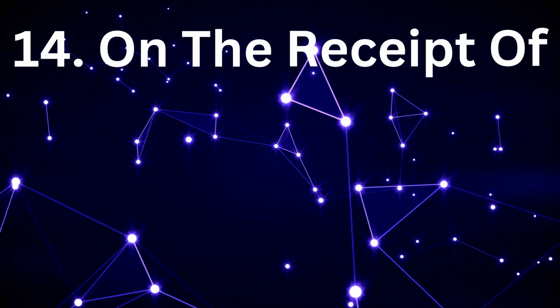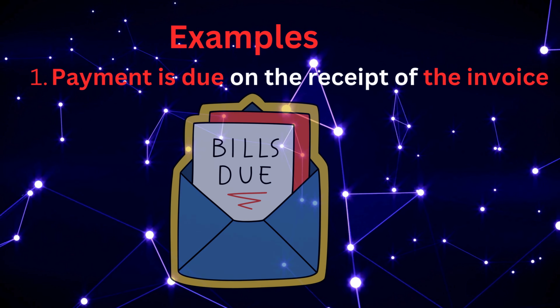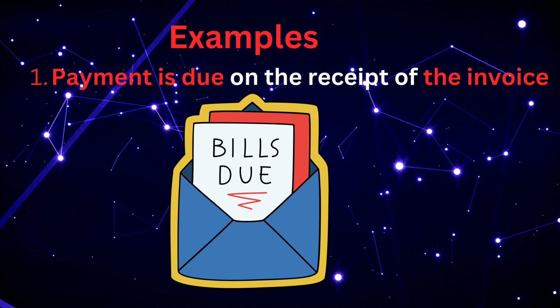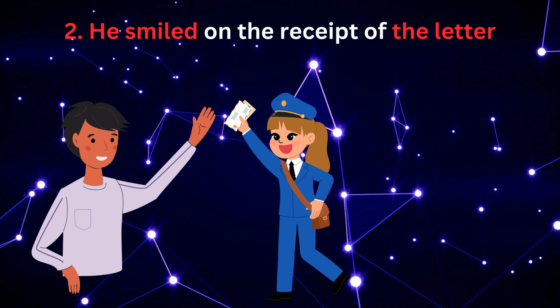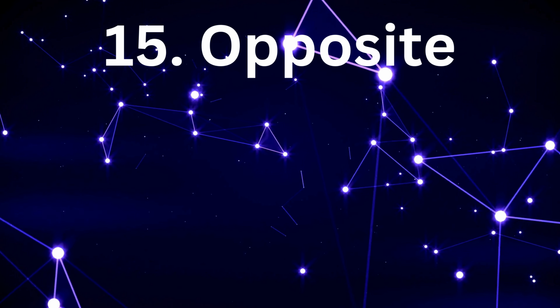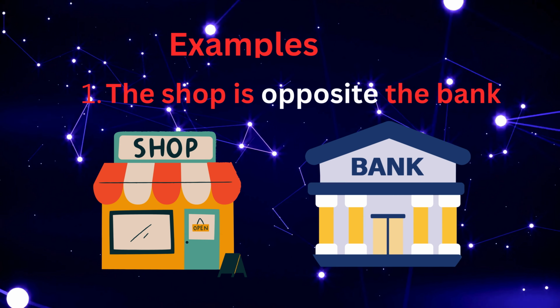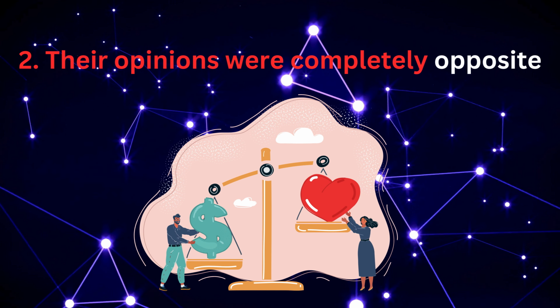On the receipt of: upon receiving something, used for formal acknowledgement. Example, payment is due on the receipt of the invoice. He smiled on the receipt of the letter. Opposite: facing something directly, used for location or contrast. Example, the shop is opposite the bank. Their opinions were completely opposite.